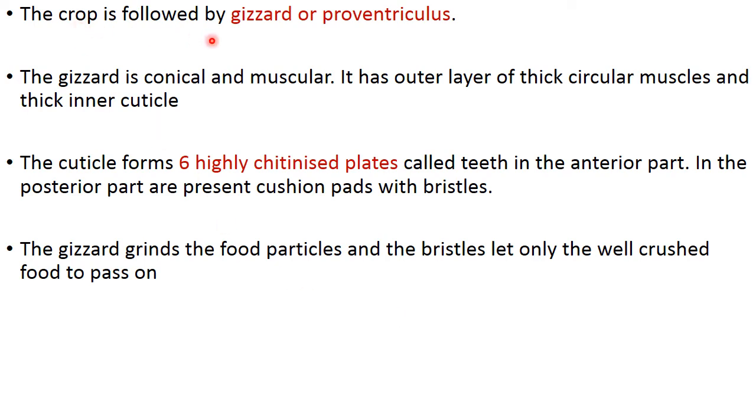The crop is followed by the gizzard, or what we say as proventriculus. The gizzard is conical and muscular. The outer layer is made of thick circular muscles, and inner it is lined by cuticle. This cuticle forms 6 highly chitinized plates called teeth in the interior region, and these are used for grinding the food. In the posterior region there are cushion pads with bristles. So the gizzard is going to grind the food particles, and the bristles will allow only the well crushed food to pass on into the midgut.